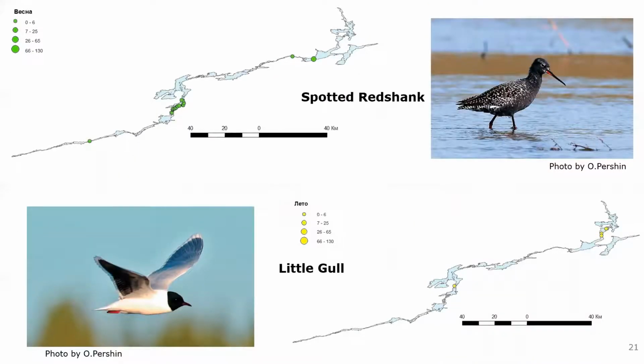You can trace seasonal patterns in semi-aquatic bird dispersion. For example, spotted redshank can be seen in the central part of Pasvik River in spring, and little gull inhabits more often the central and northern parts of the river in summer.